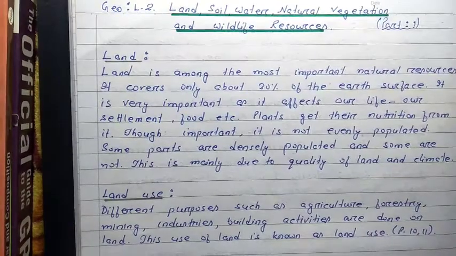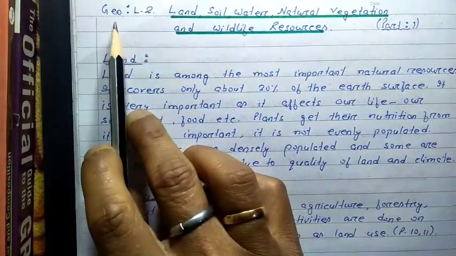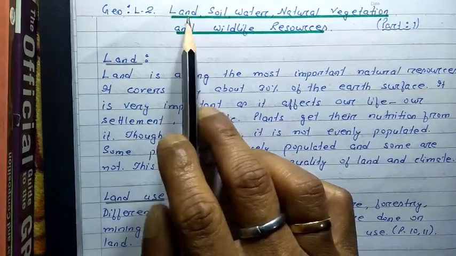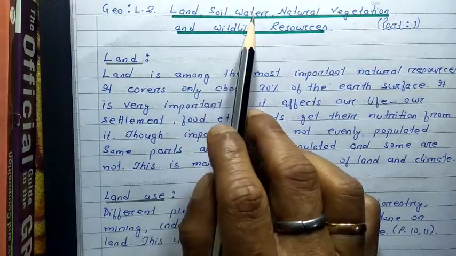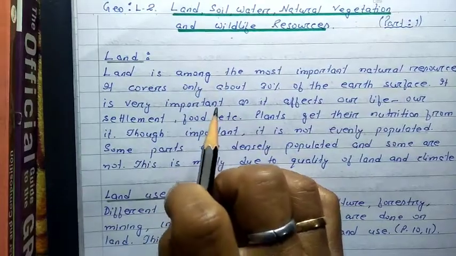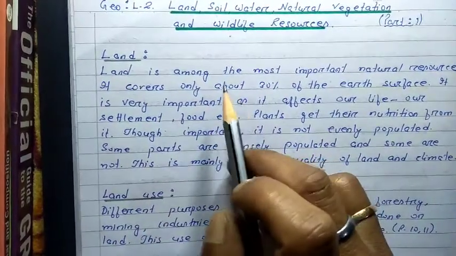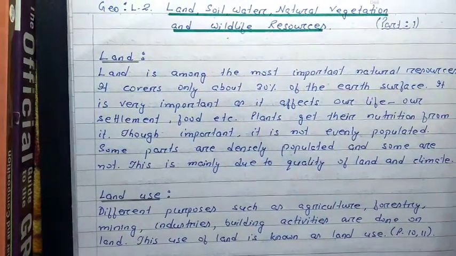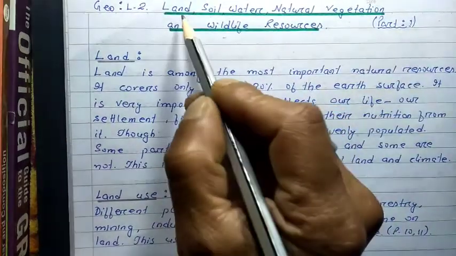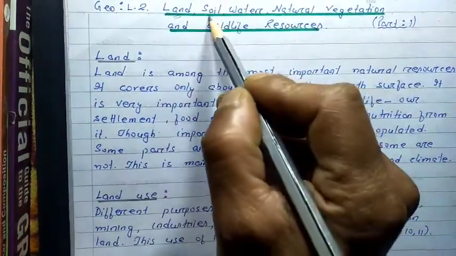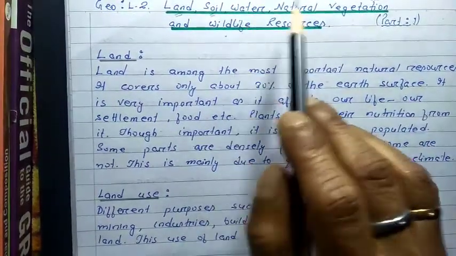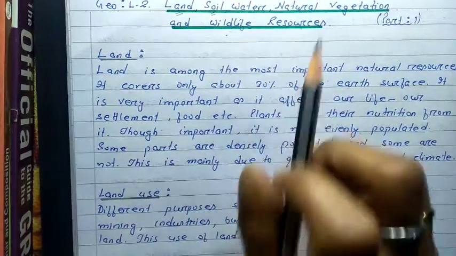In today's video, we are going to study the second chapter of geography, and in this chapter, we are going to discuss different natural resources like land, soil, water, natural vegetation, as well as wildlife. Since the chapter is quite big and we need to go through different topics in detail, I have divided the chapter into two parts. In the first part, we shall be dealing mainly with land and soil. In the second part of the video, I shall try to explain water, natural vegetation and wildlife resources.